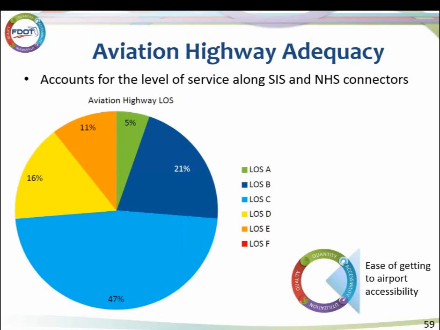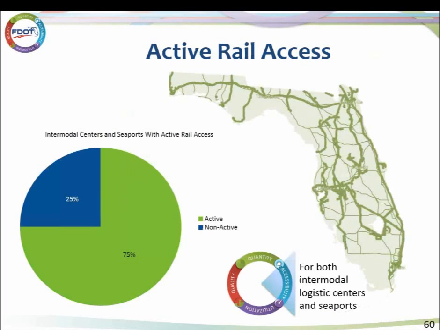Aviation highway adequacy evaluates how easy it is to access our airports. This measures the quality of mobility from the airport to the nearest freeway, and more importantly, vice versa. How easy is it to get to the airport from the nearest freeway? Active rail access. This measure accounts for the percent of intermodal logistics centers and seaports with an active freight rail line.